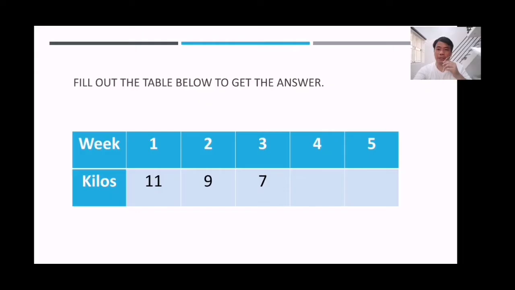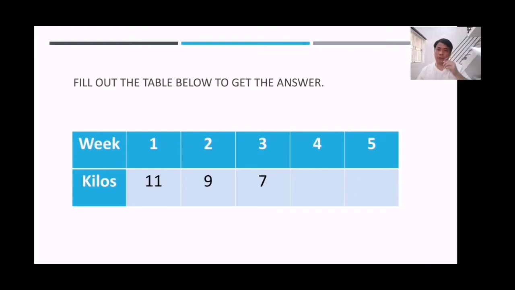Since the first three weeks are given, let's add them first. So, 11 plus 9 is 20, plus 7 is 27. So, after the third week of dieting and losing weight, she already loses how many? 27. But the doctor says she should lose how many? 35 kilos. So, she'll be needing how many kilos more?